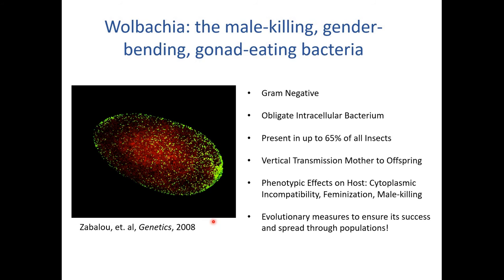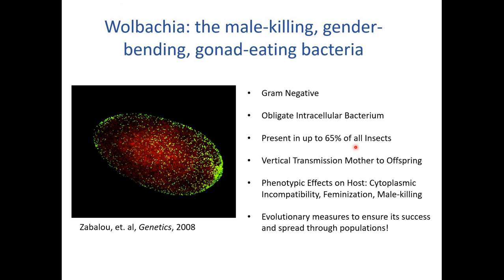So one bacteria I wanted to highlight, mostly because I used to study it and I think it's really fascinating, is Wolbachia. Wolbachia is the male-killing, gender-bending, and gonad-eating bacteria. This is a gram-negative obligate intracellular bacteria, which means that it has to grow within another organism's cells. Wolbachia is very common in arthropod species, and in fact it's present in up to 65% of all insects. It is transmitted vertically from the mother to the offspring.